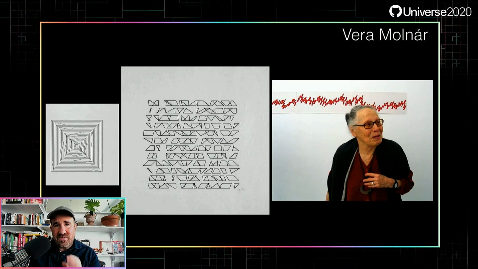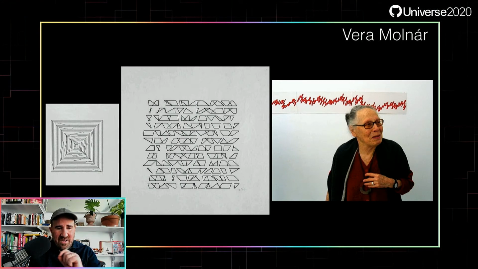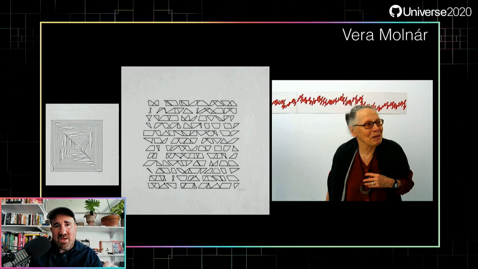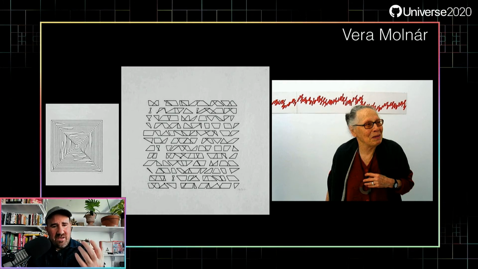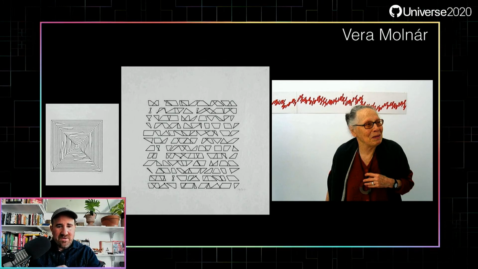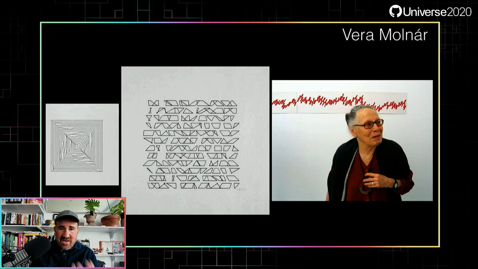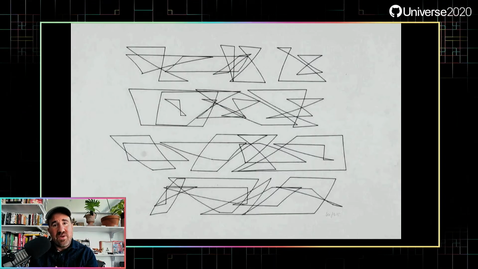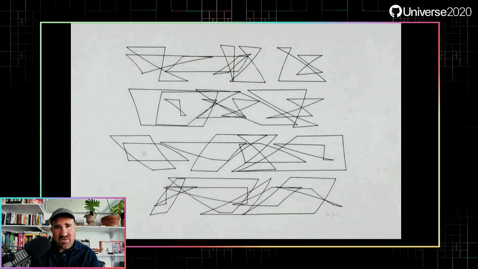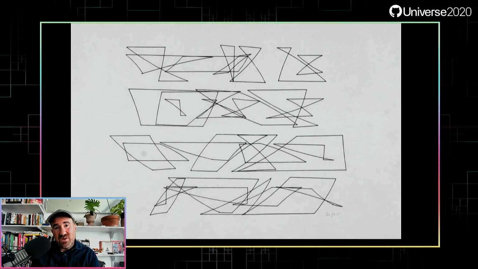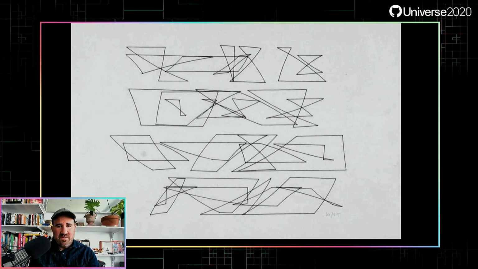Or Vera Molnar, who's a Hungarian artist and designer, and she's been doing pen plotter drawings since the 70s using Algol and old school languages. And my students take her work and study it and recreate it. They have a conversation with it. They reverse engineer it and they recode it using modern tools.